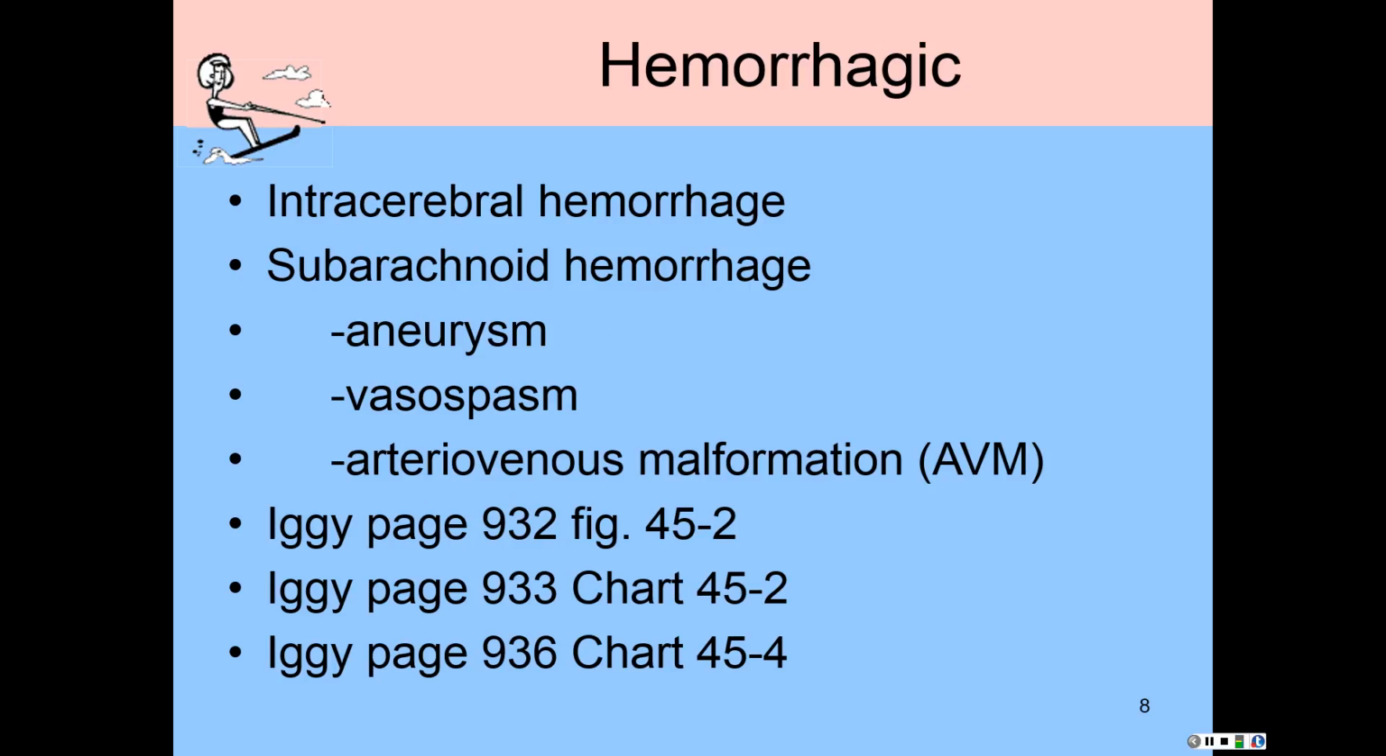A hemorrhagic stroke means that vessel integrity is interrupted or ruptured, and bleeding is occurring either into the brain, intracerebral, or into the space surrounding the brain, subarachnoid. Intracerebral hemorrhage usually means that severe hypertension is causing bleeding into the brain tissue.